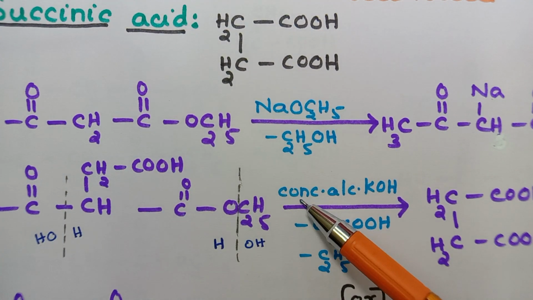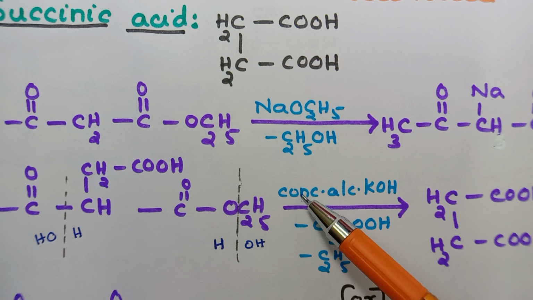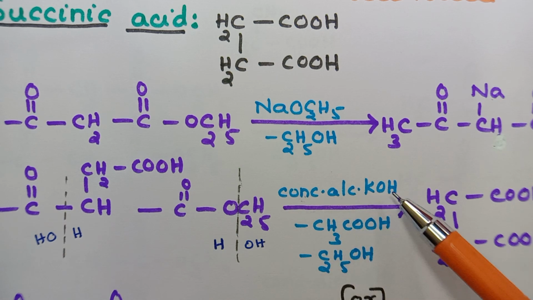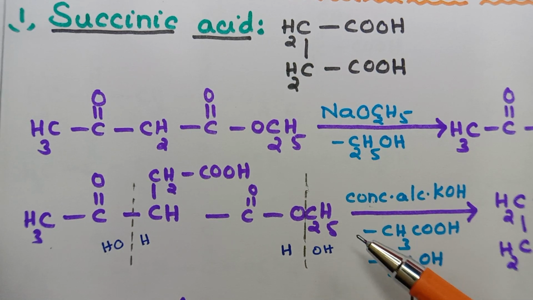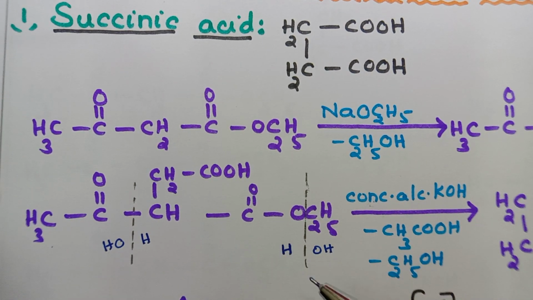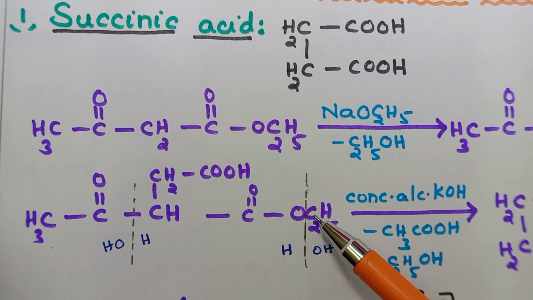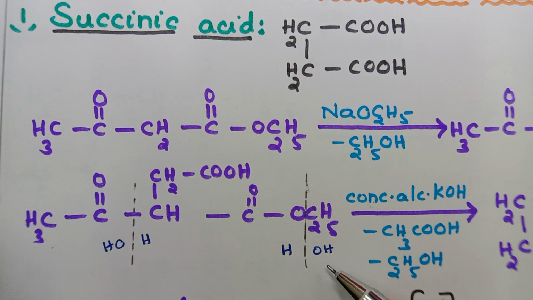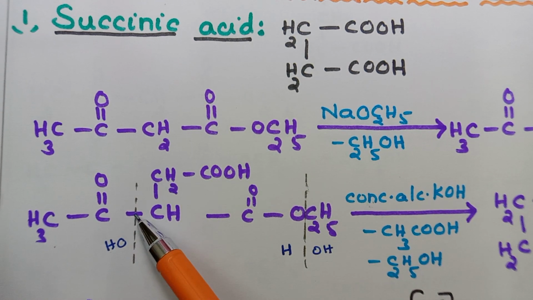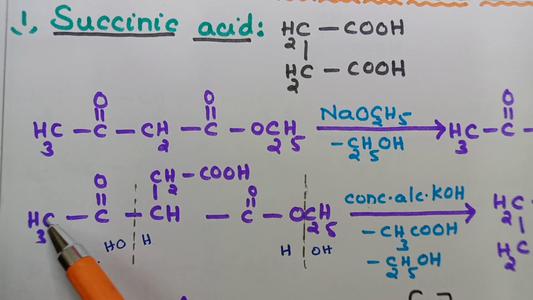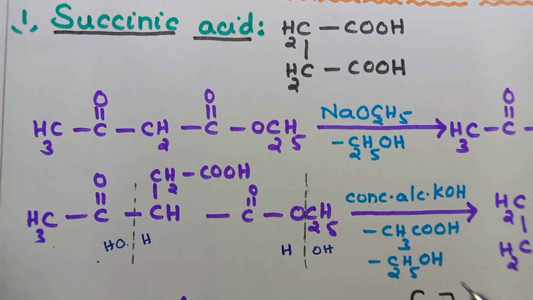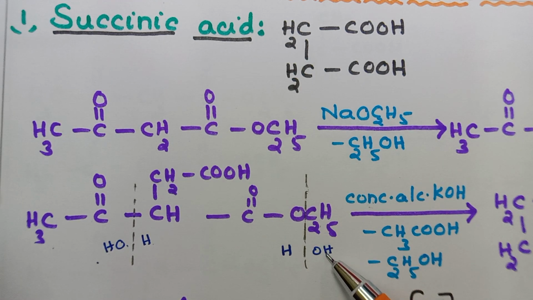So now write down here, put an arrow and write the reagent, concentrated alcoholic KOH. You know how hydrolysis takes place as I explained in the previous video. Here you can see the bond between oxygen and carbon breaks up, HOH. Next, here this bond breaks up, HOH. Okay, so CH3COOH goes out, C2H5OH goes out.